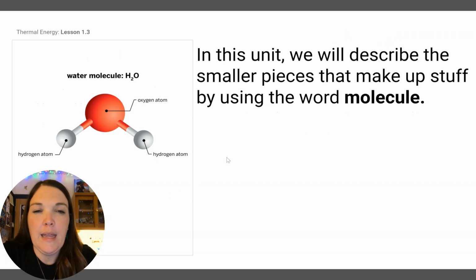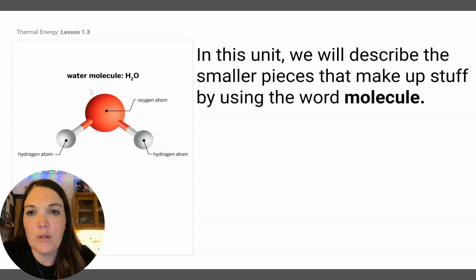Next one. In this unit, we will describe the smaller pieces that make up stuff by using the word molecule, okay? So here's a water molecule, two hydrogen, one oxygen. So we have two hydrogen atoms here at the bottom, and one oxygen is the big red one right there that connects the two hydrogen together, okay?